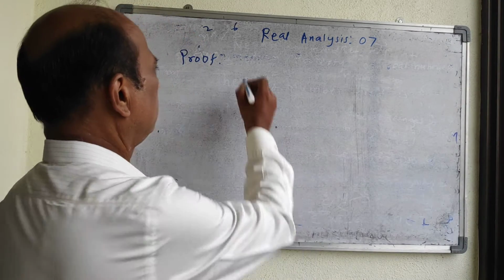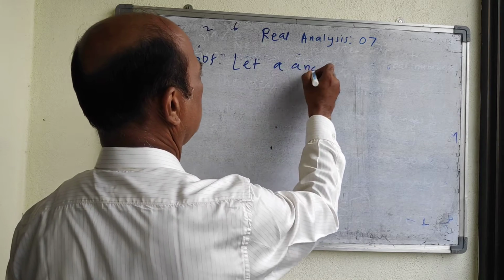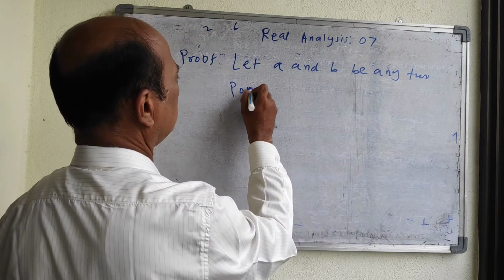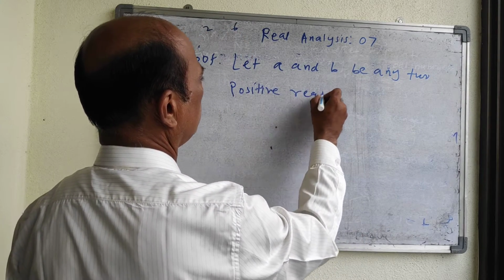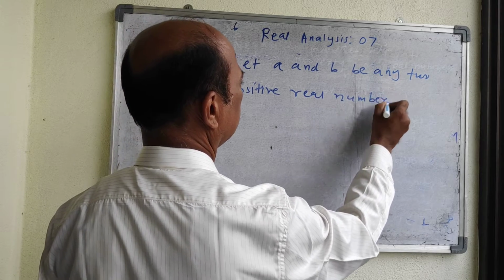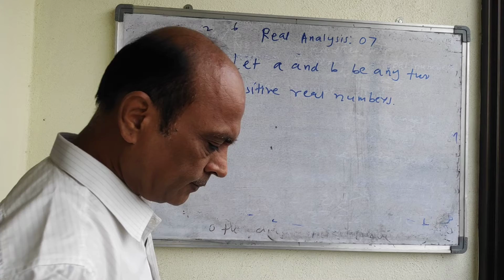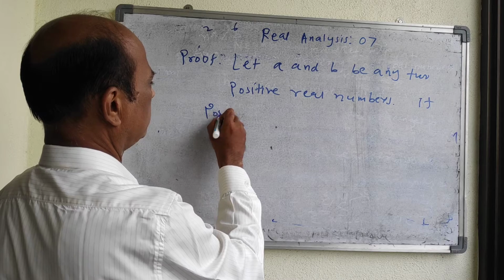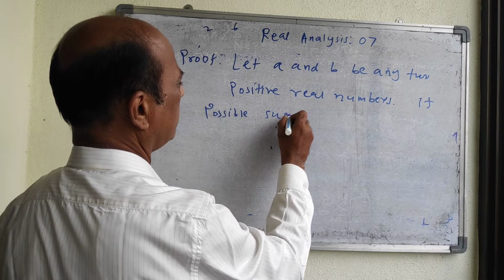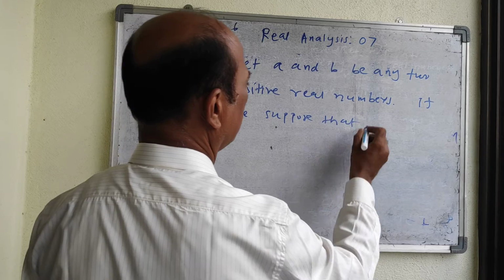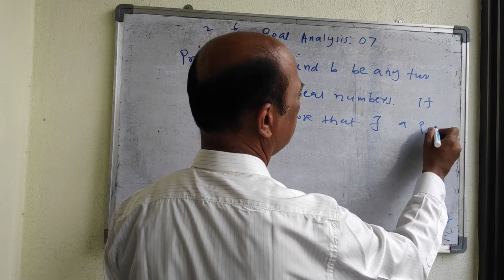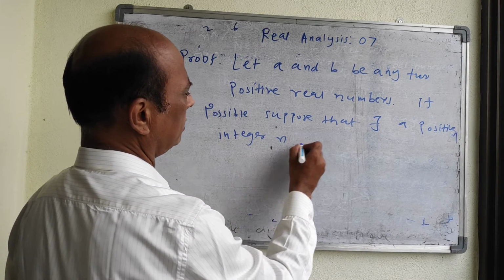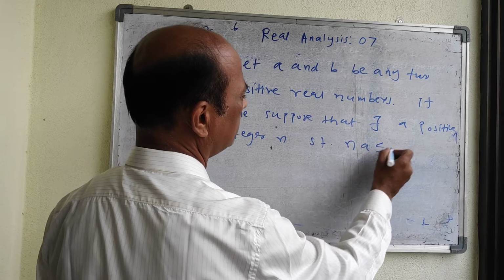So here, first of all, let A and B be any two positive real numbers. And if possible, suppose that there exists a positive integer n such that nA is less than or equal to B.